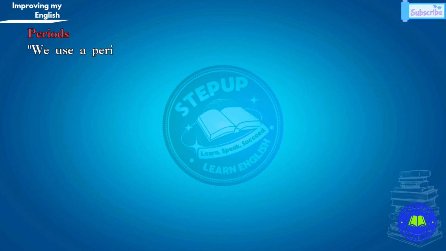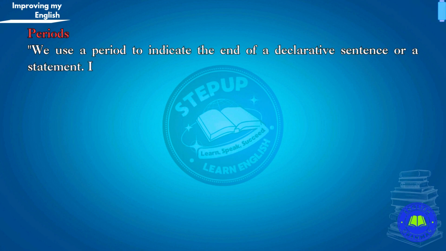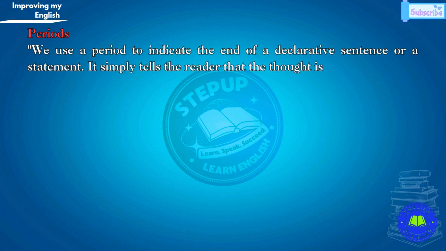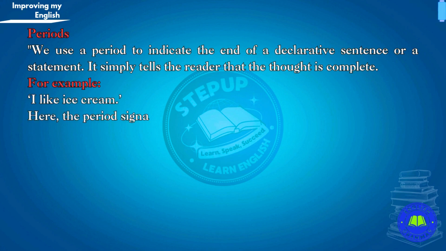Periods. We use a period to indicate the end of a declarative sentence or statement. It simply tells the reader that the thought is complete. For example, I like ice cream. Here, the period signals that the sentence is complete.